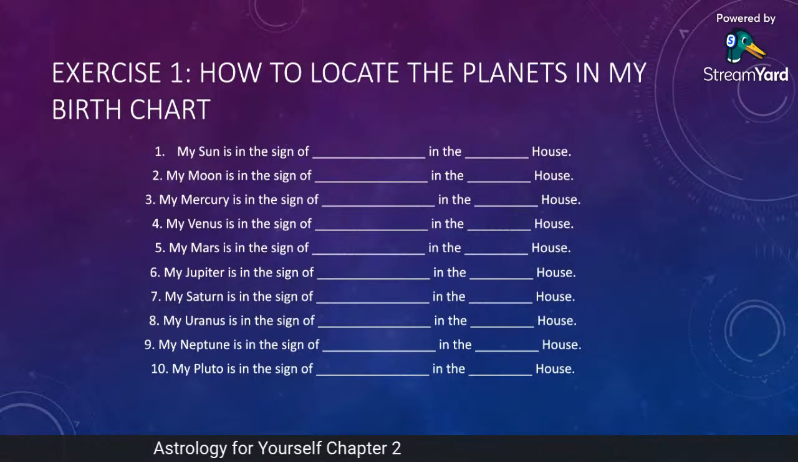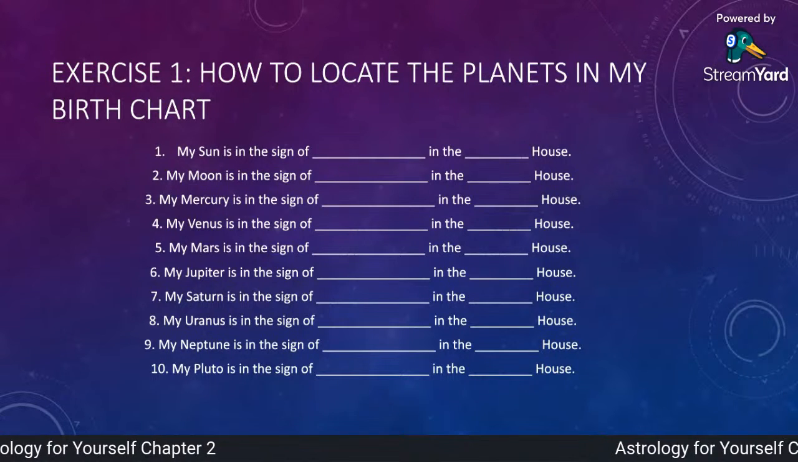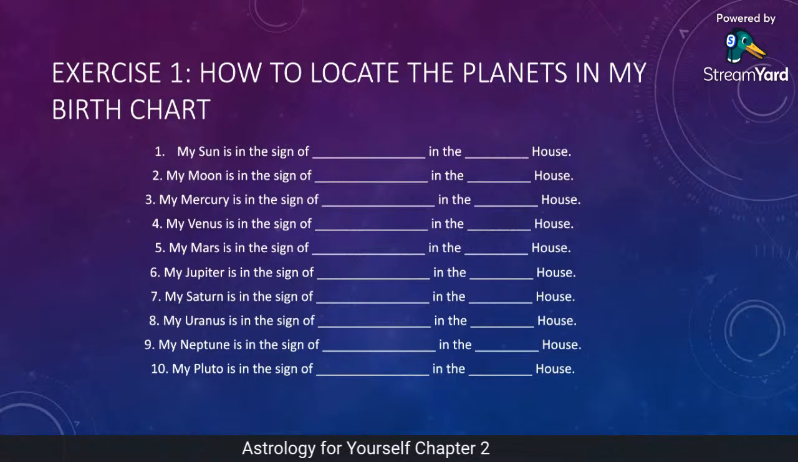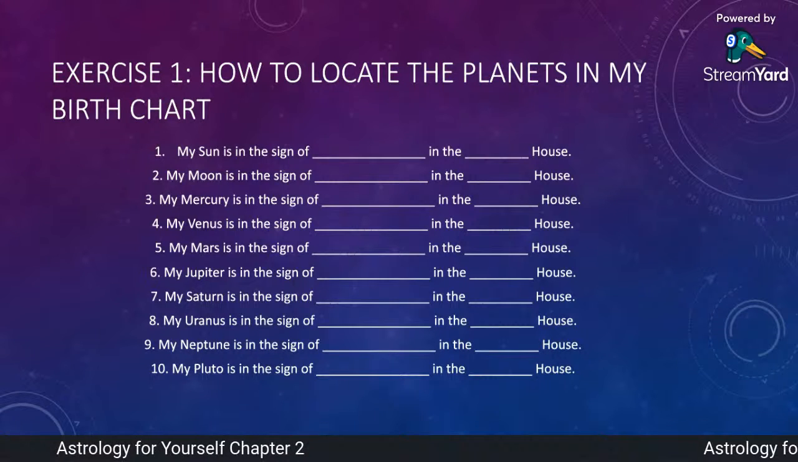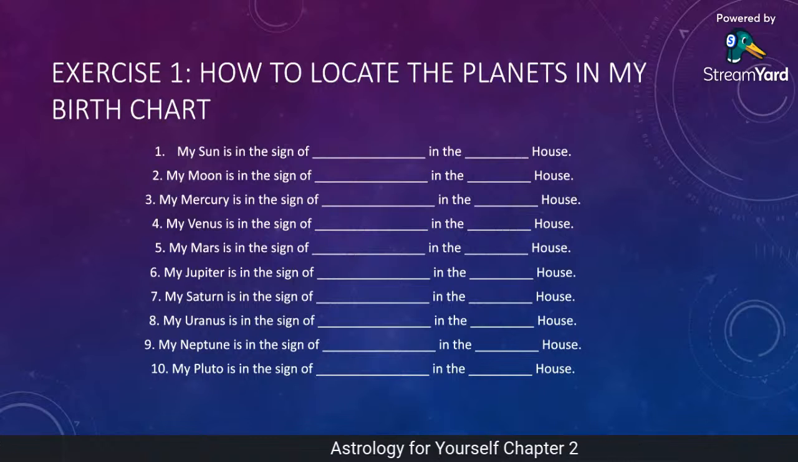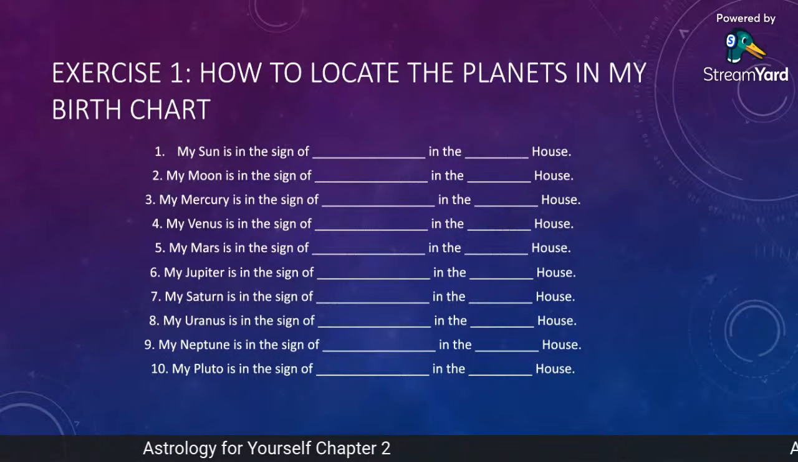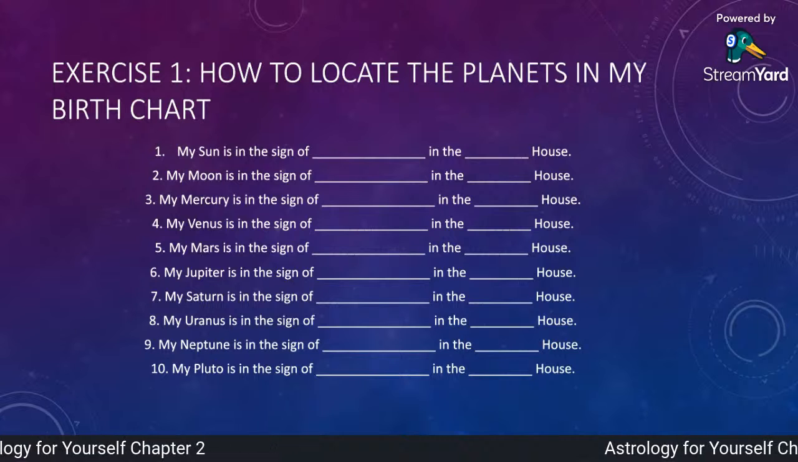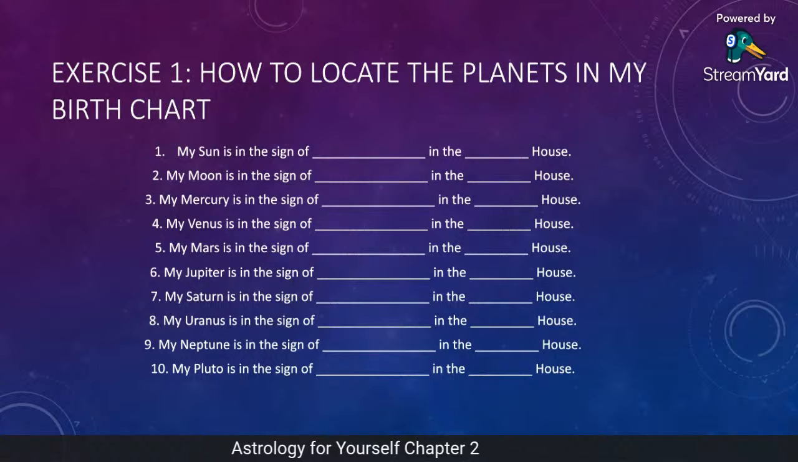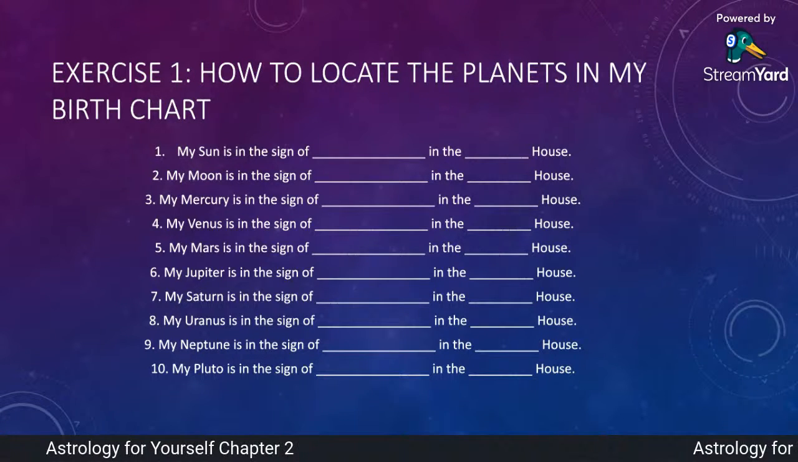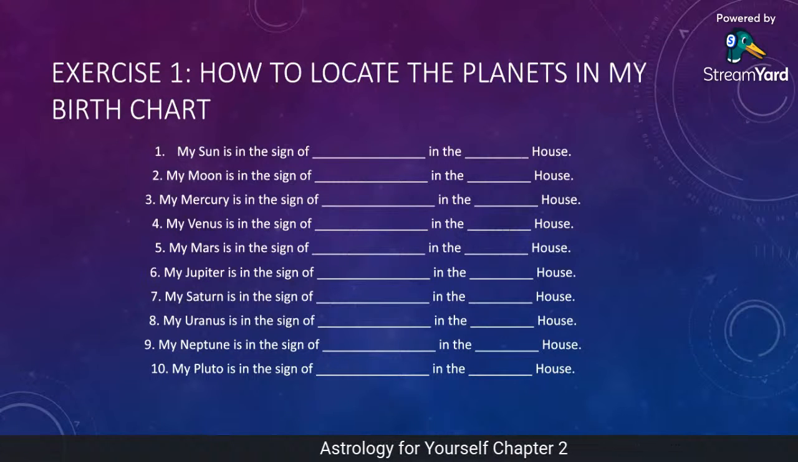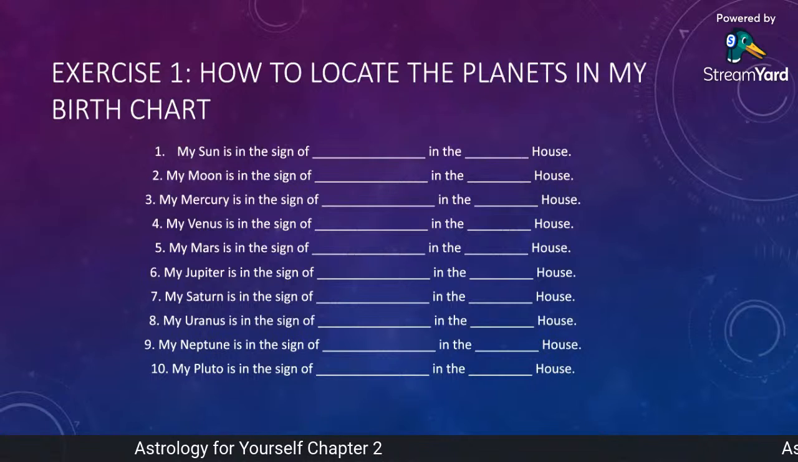My Ceres is in the sign of Aquarius in the 11th house. My Pallas is in the sign of Capricorn in the 10th house. My Vesta is in the sign of Taurus in the 2nd house. My Juno is in the sign of Pisces in the 12th house. 16. My moon's north node is in the sign of Gemini in the 3rd house. 17. My moon's south node is in the sign of Sagittarius in the... I misplaced it. Sagittarius.